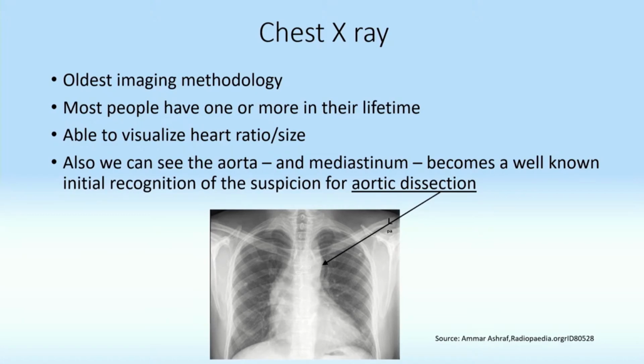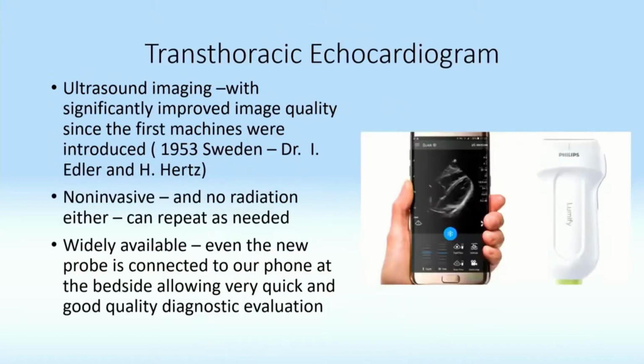Or maybe in congenital findings, your heart is not in the right place. It's actually on the right side rather than on the left side. And then we can see the aorta very well, also the mediastinum, which becomes a well-known initial recognition sign when you have a suspicion for aortic dissection, the widened mediastinum, as in this picture.